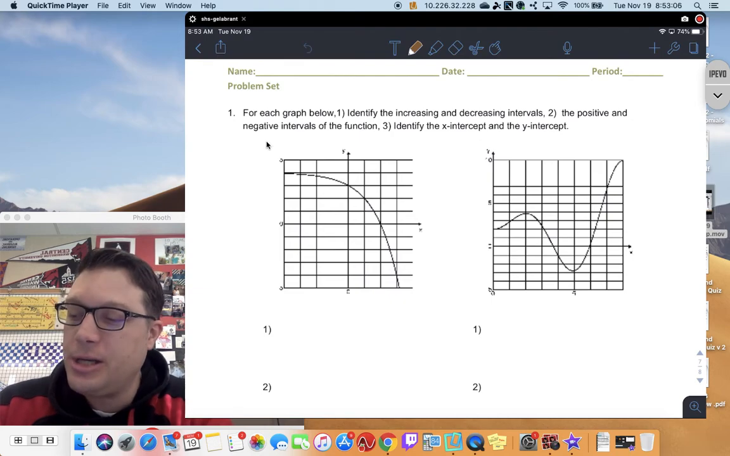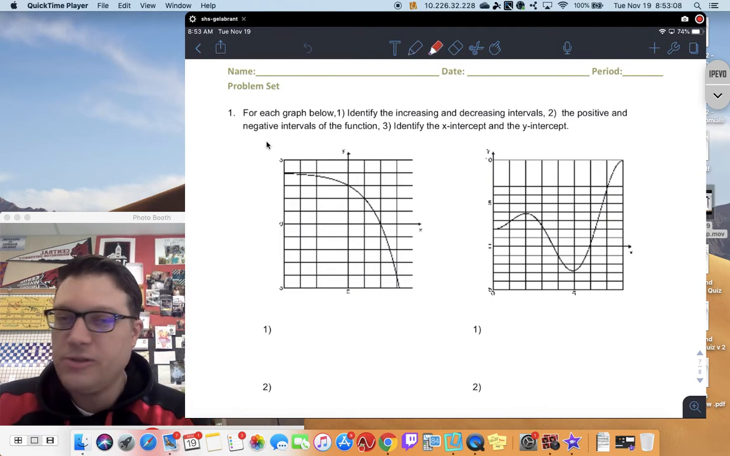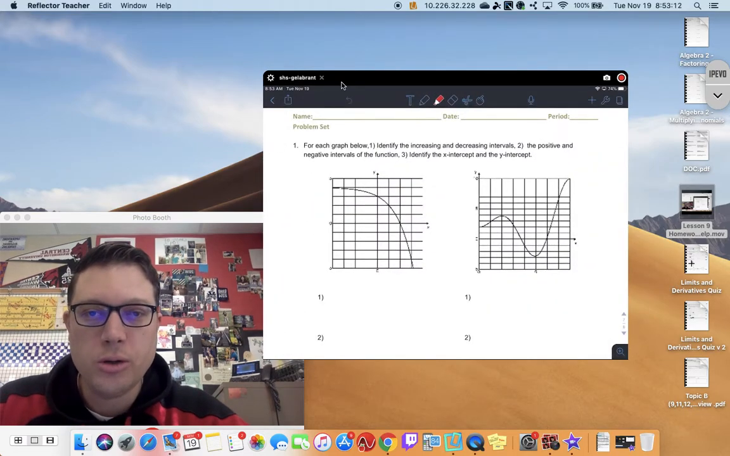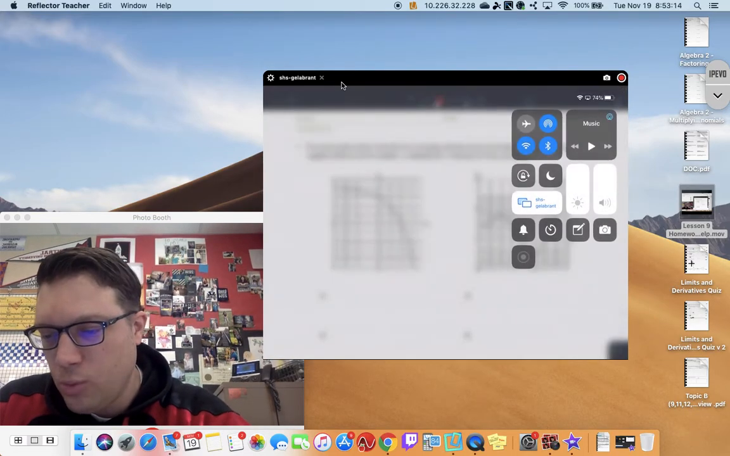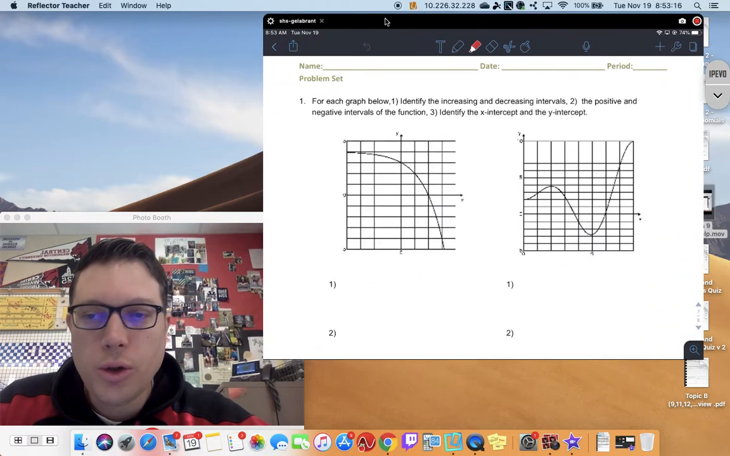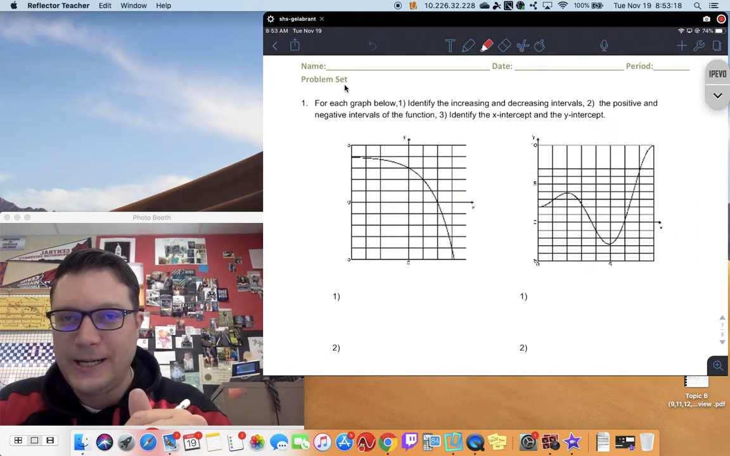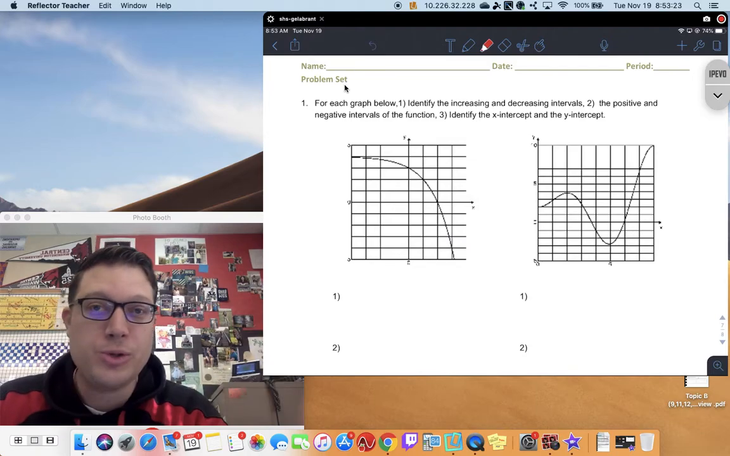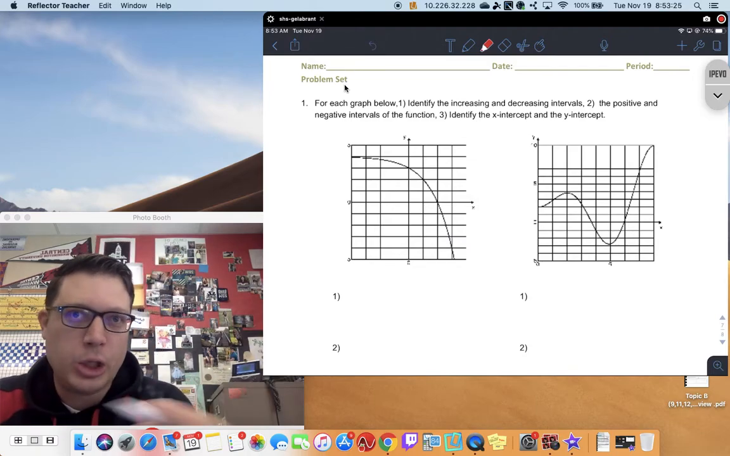Identify the increasing and decreasing intervals. So on this function, I'm going to talk about function number one. Okay. So the thing with this question is that you need to identify where the function's increasing and decreasing, and by interval we mean between what two numbers the function would be increasing or decreasing.